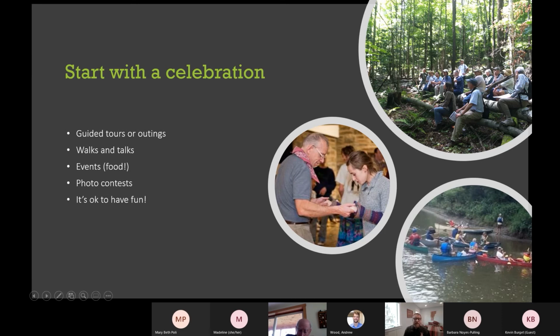So a couple examples on the screen. Here's a float that we did in Richmond down the Winooski River with a naturalist on board to celebrate the natural resources there in town. Here's a Forest for the Birds talk that a Conservation Commission hosted with Audubon. There are all sorts of great celebratory events that Conservation Commissions have engaged in to really celebrate their natural resources.